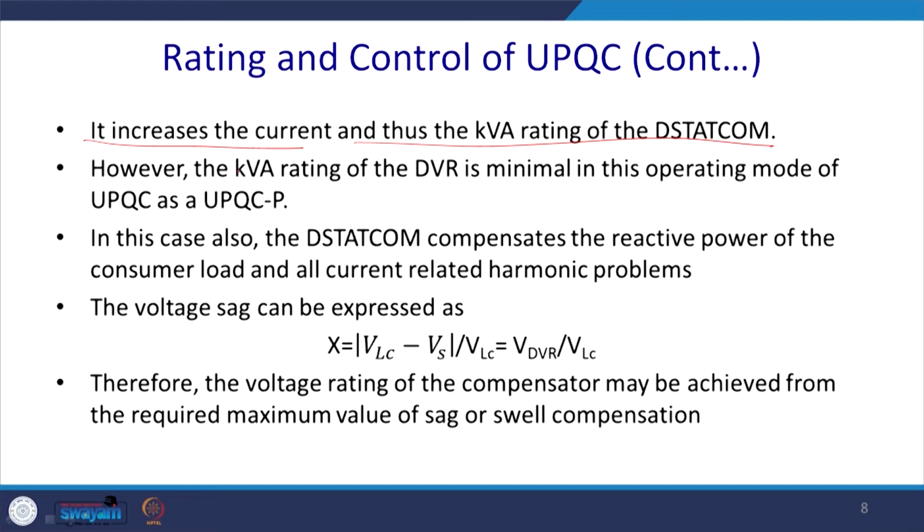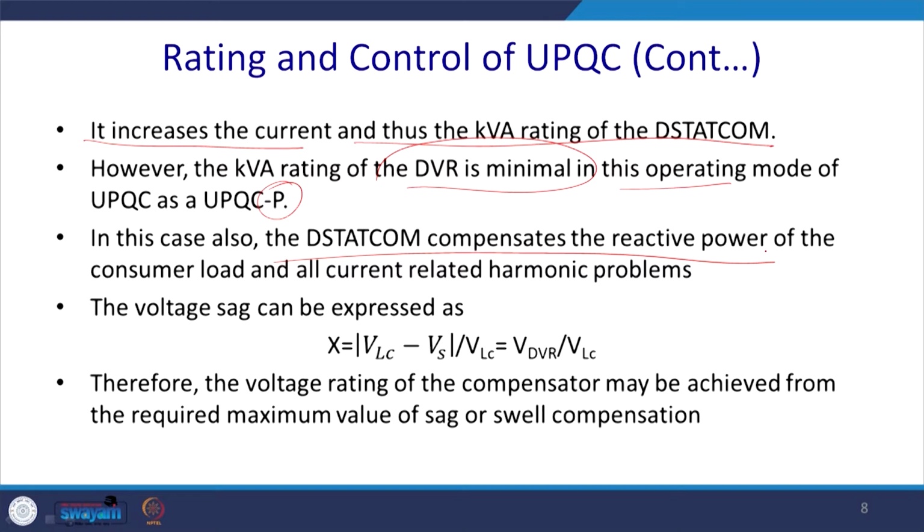However, the KVA rating of the DVR will be minimal because of the less voltage rating. The voltage rating is required to be very low, and its operating mode is called UPQC-P. So, ultimately it passes the buck on to the shunt path. In this case also the D STATCOM compensates the reactive power of the consumer load.